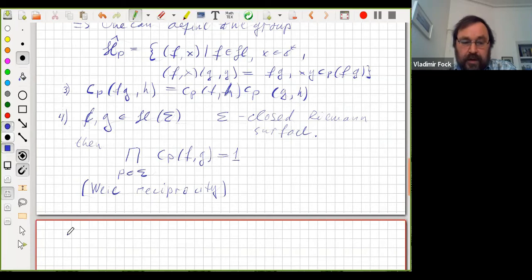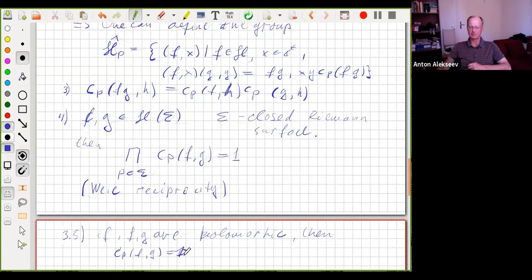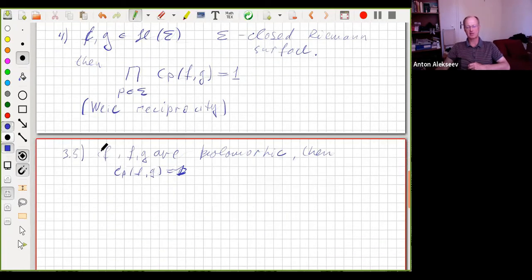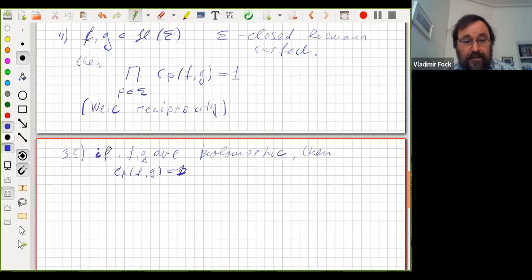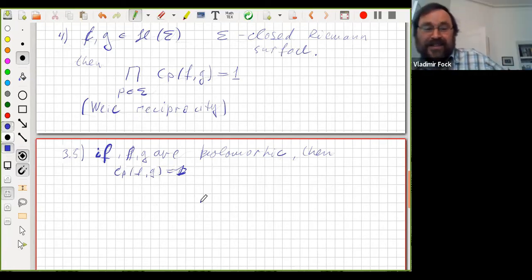Of course, maybe I should also write the property 3.5, that if F and G are holomorphic, then Cp of F and G equals 0. Sorry, we don't see it there. Now we see it a bit better, but you're writing on the part of your pad, which is hard to see. Now it's better. And this is 3.5 because it should precede 4, right? It should precede 4, yeah, exactly, for this reason.